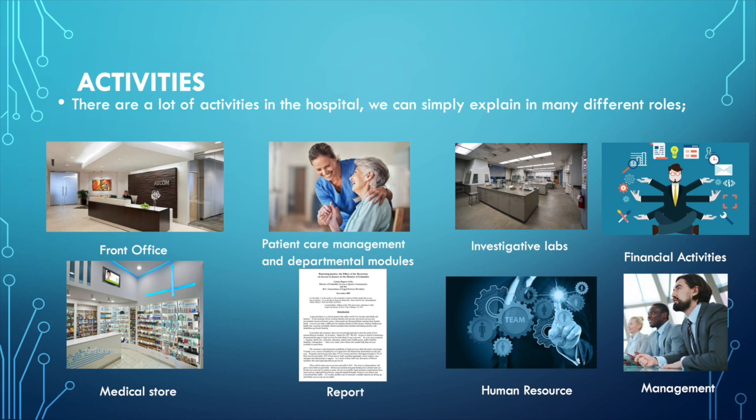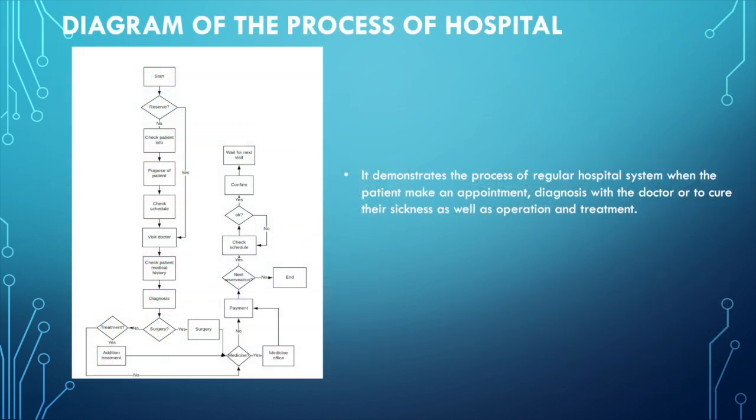The activities in hospital. There are several different roles, such as front office. They are responsible to receive patients, make or check schedule, patient care management, and departmental modules. These include doctor, nurse, physician. They are responsible to cure, operation or treatment, and so on. And more like medical store, human resource management team. This is the process of regular hospital system when patient make an appointment with the doctor.